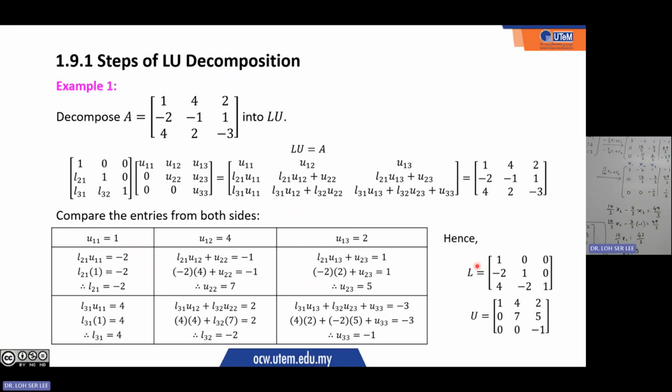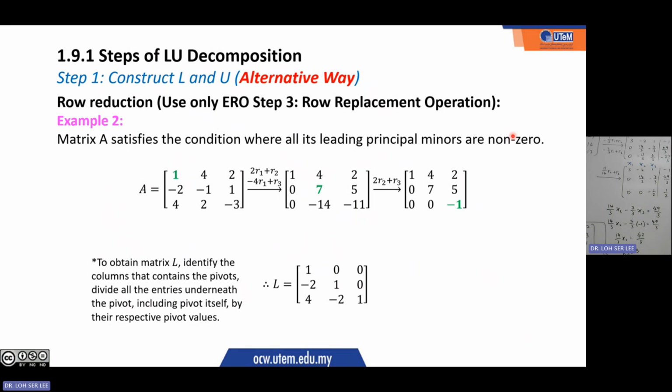Okay, so this is the LU. We have decomposed matrix A into L and U, where L times U equals A. Okay, this is the first method. Another method, we can use the row replacement operation. Now matrix A satisfies the conditions where all its leading principal minors are non-zero.